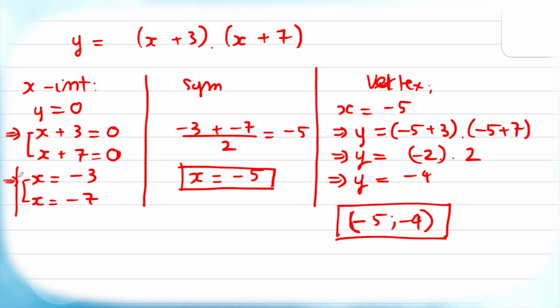The x-intercepts are h equals minus 3 and minus 7. And the symmetrical line will be x equals minus 5. Okay, so in the next video I will tell you how to figure out the form of this equation, the factorized equation.